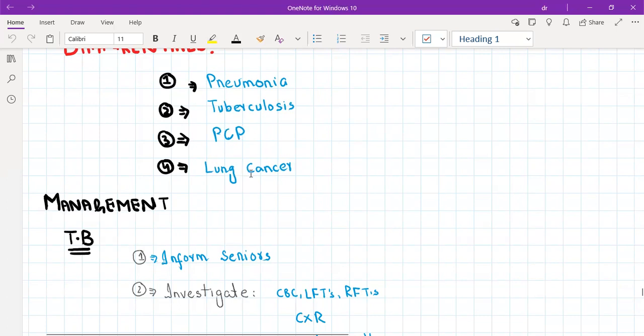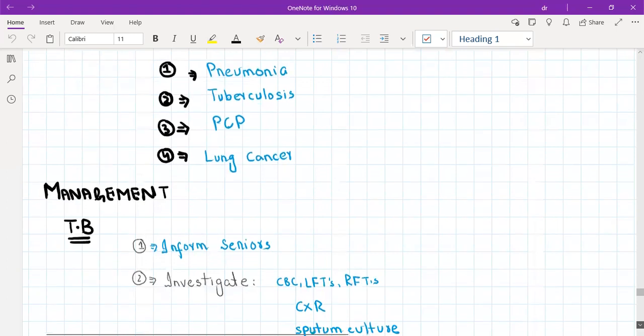Okay, and lung cancer patients. A lung cancer patient will have either a history of asbestos exposure, or smoking, or both. They will have fever, appetite loss, weight loss, lumps and bumps in the body, and night sweats. Okay, so now let's discuss the management of each of these differentials one by one.